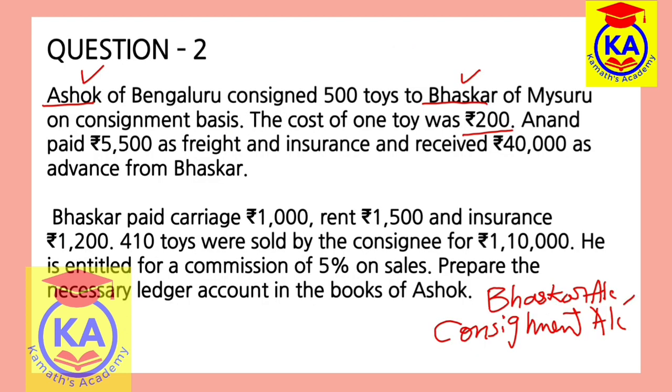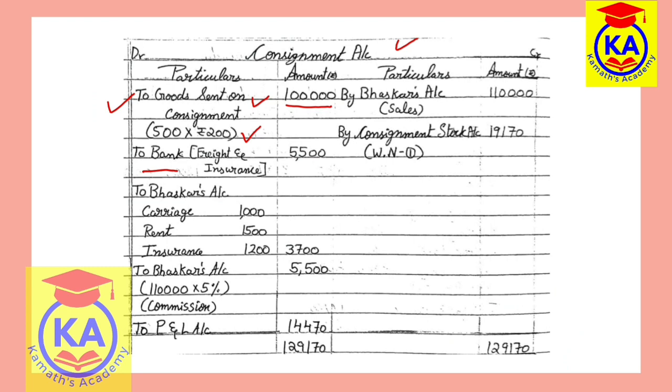Okay. Now, Ananda paid 5,500 as freight and insurance. So 5,500 is not separately for freight and insurance. So the value of freight and insurance together is 5,500. So to bank, freight and insurance, 5,500.